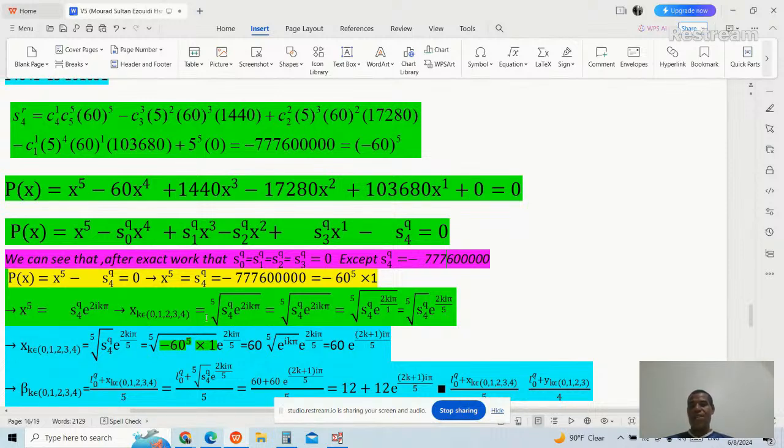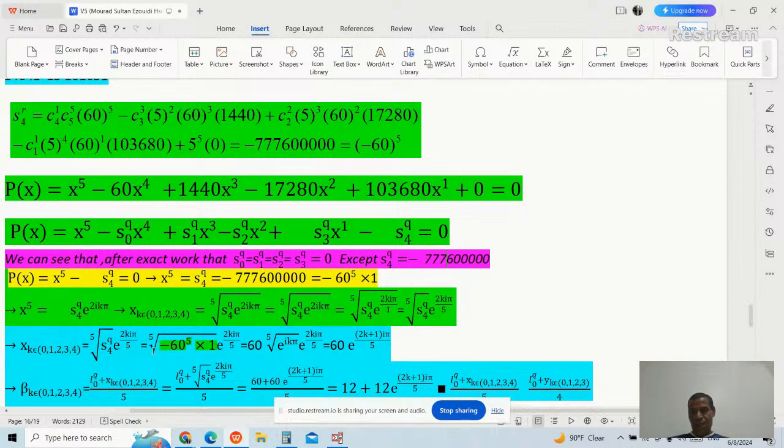Now I'll write xk from 0 to 4 is the fifth root of s4 of q exponential 2 k i pi, written as a fraction divided by 1, because I should divide also by 5. So the last answer has to be equal to the fifth root of s4 of q exponential 2 k i pi over 5. Now just replace s4 with its value. So this is the xk, the roots of this.